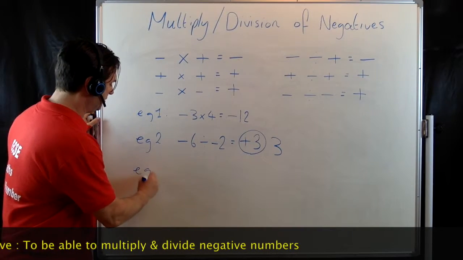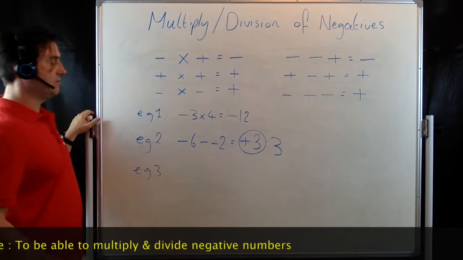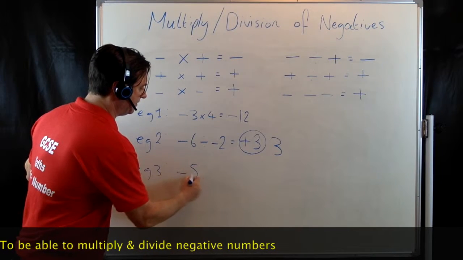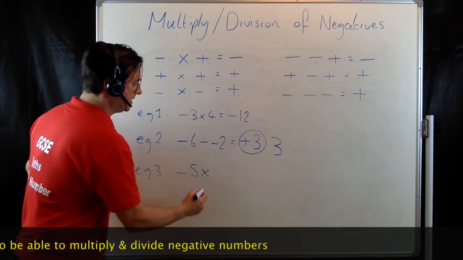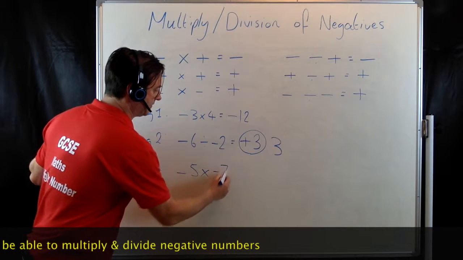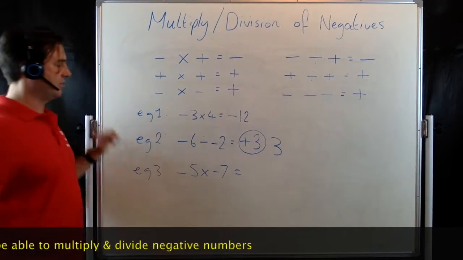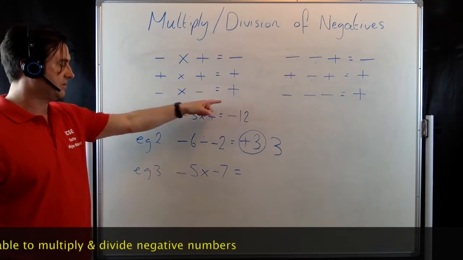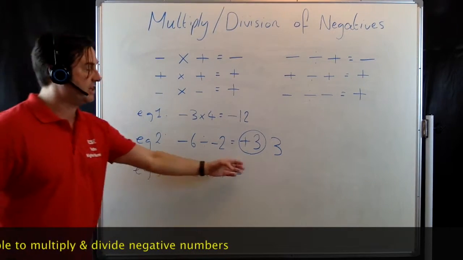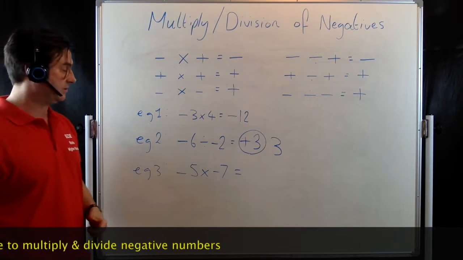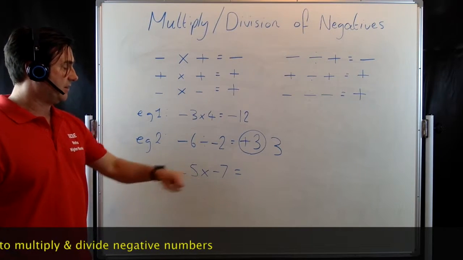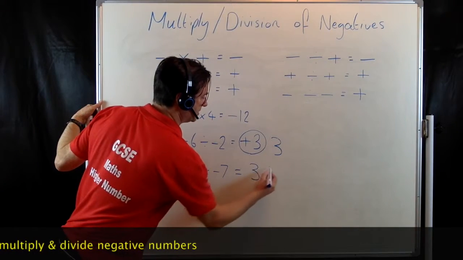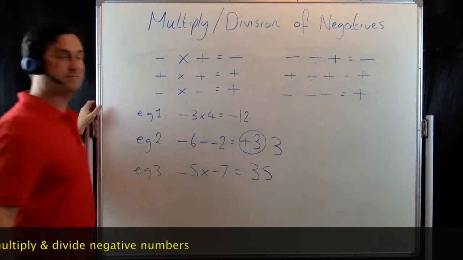One more example. Let's say we've got negative 5, and we're multiplying this by negative 7. We've now got a negative multiplied by a negative, which gives us a positive answer. I'm not going to write the plus down this time because I know I don't need to. Okay, so 5 times 7 gives me 35. We know it's positive because it's negative times negative.